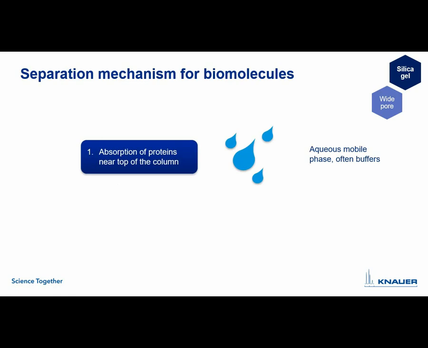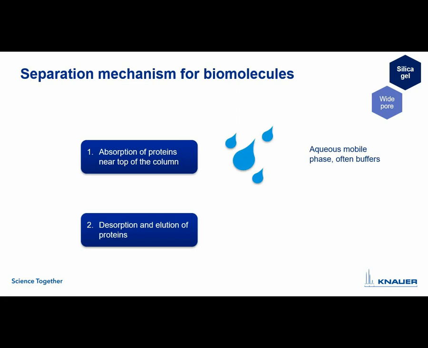You do this with aqueous mobile phases, sometimes also buffers, or most often buffers. And it's just a little organic content, or it's really only water. And then you get desorption and elution of the proteins. They get out of the pores again, and this you do by increasing the organic content and concentration of the mobile phase. So this is just an adsorption and desorption mechanism, so it's really easy. And this is why there are not so many different column types on the market, but only C18, C8, and C4. And also the C18A one, because it can be used with pure water.